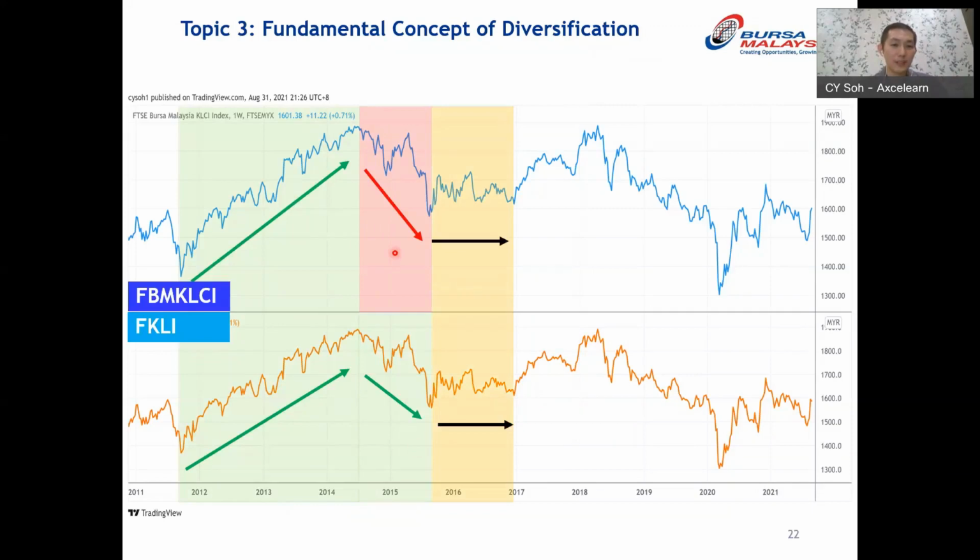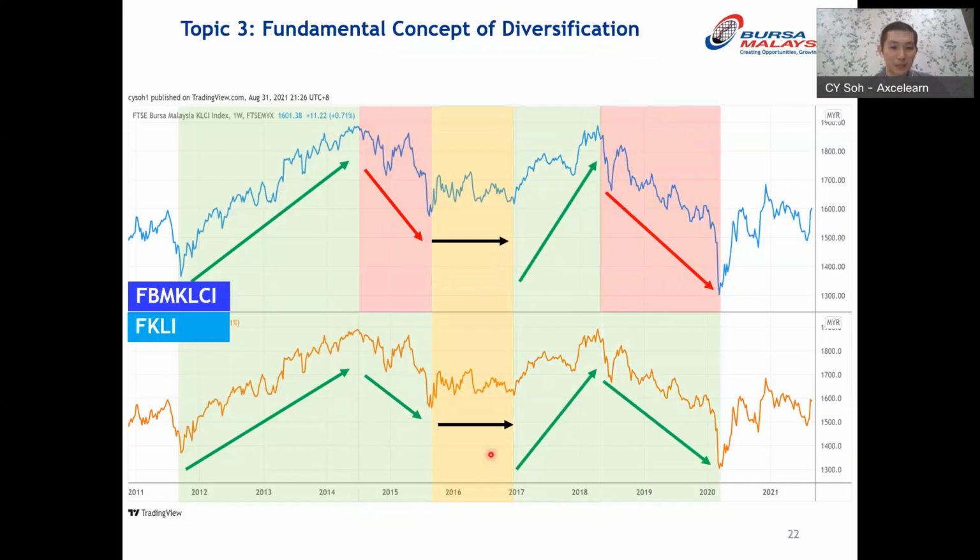The stock market goes sideways, your FKLI also goes sideways. You are unable to earn a trade or profit from FKLI that easily. So we go to the next time frame. The stock market goes up, FKLI goes up. The stock market comes down, FKLI comes down. But here, you can still short FKLI to protect your portfolio or make additional profit, and so forth.